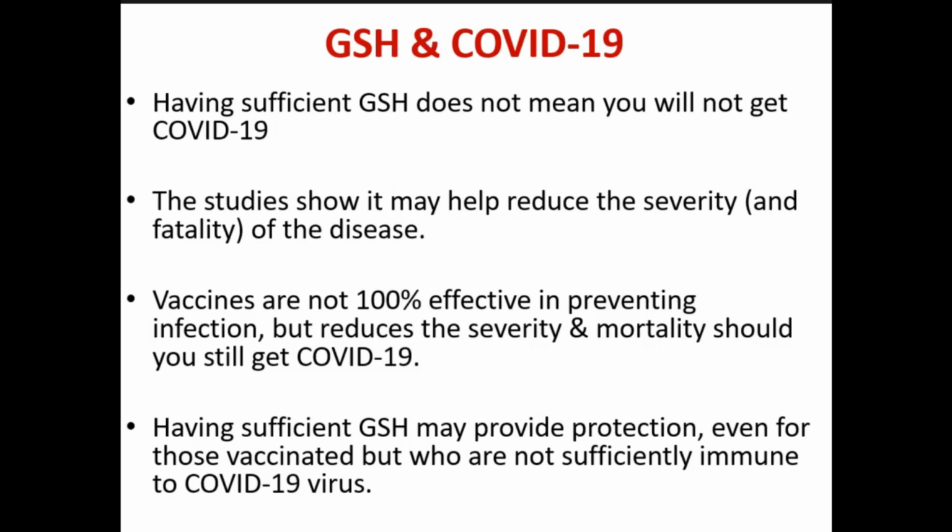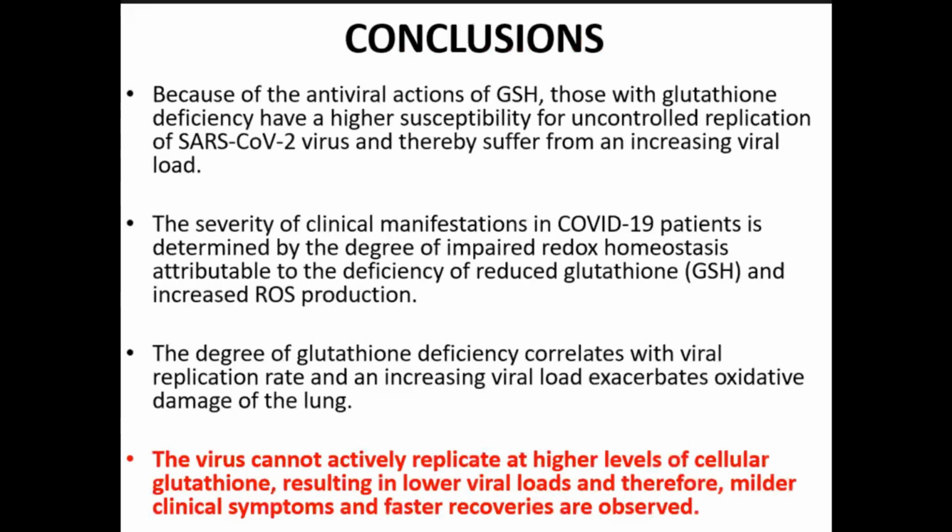And many are not sufficiently immune, right? So nowadays, almost everybody who gets infected is vaccinated, even boosted, even double boosted. So the conclusions from all these studies: because of the antiviral actions of glutathione, those with glutathione deficiency have a higher susceptibility for uncontrolled replication of SARS or COVID-19 virus, and thereby suffer from an increasing viral load. The severity of clinical manifestations of COVID-19 patients is determined by the degree of impaired redox homeostasis, attributable to the deficiency of reduced glutathione and increased ROS production, right?